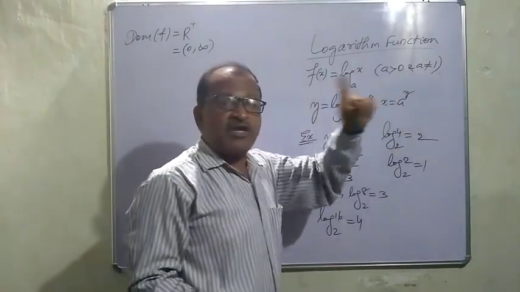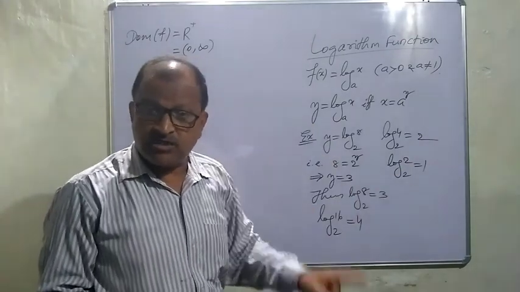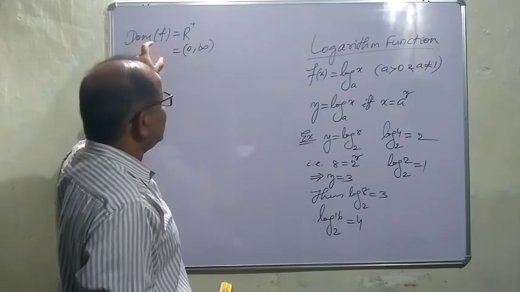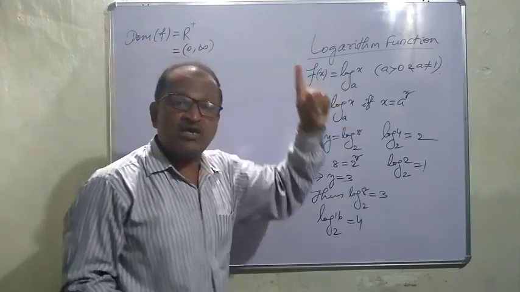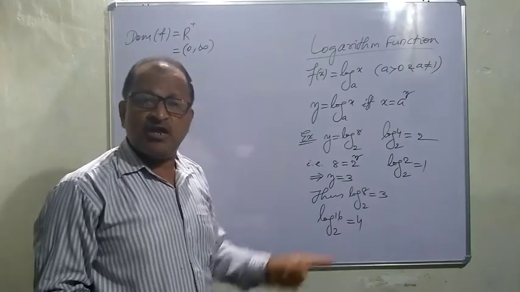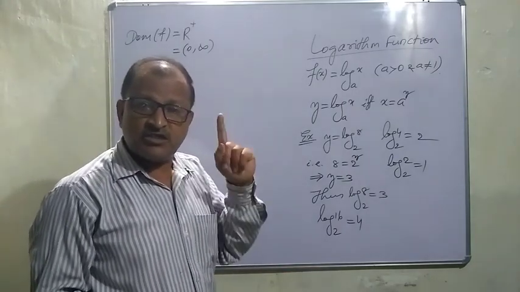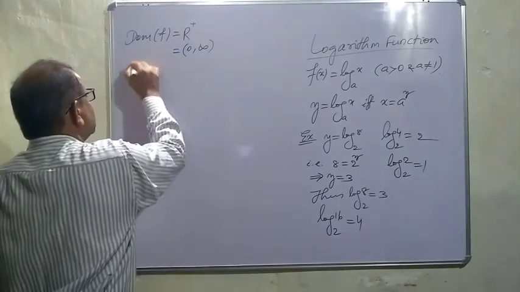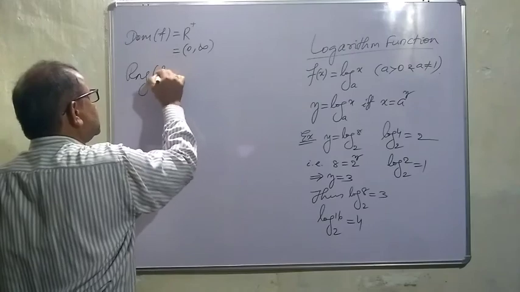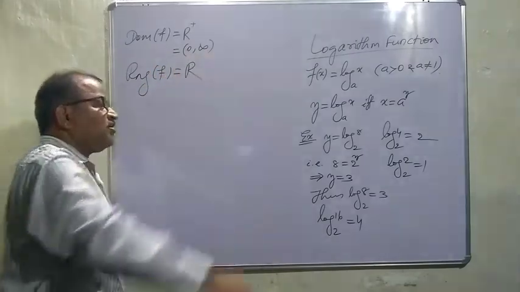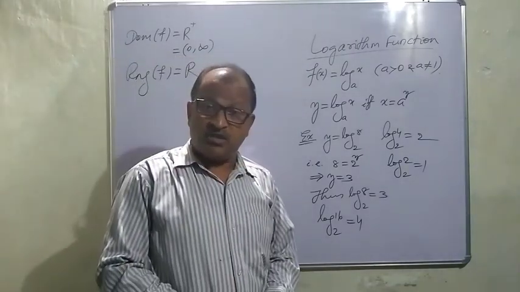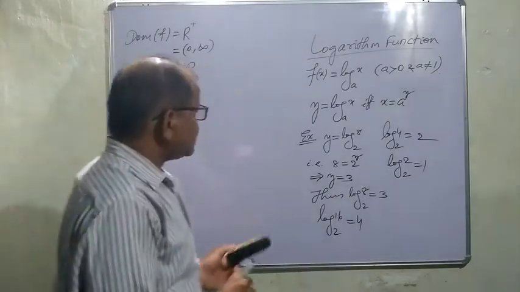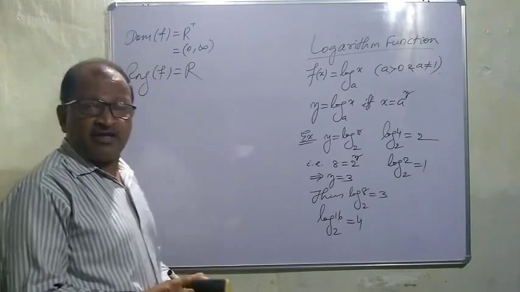Because a to the power y cannot be negative or 0. It is always positive. So for the domain of the logarithm, the value of x is always greater than 0. So the domain of the logarithm function is the set of positive real numbers. Similarly, its range will be the whole set of real numbers. Okay. This is about domain and range.